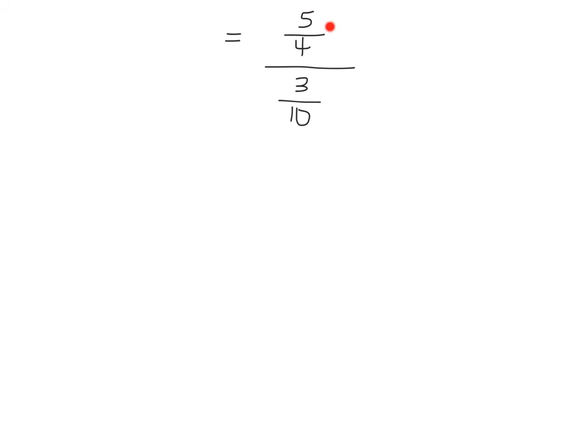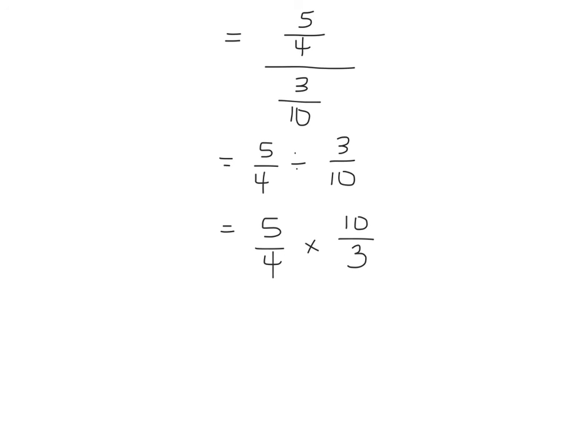Now that our numerator and denominator are fully simplified, what we actually have is a division of two fractions. We actually have 5 over 4 divided by 3 over 10. And we know that if we have fraction division, we keep our first fraction the same, and we multiply by the reciprocal of our second fraction.